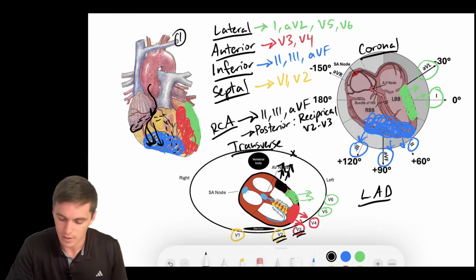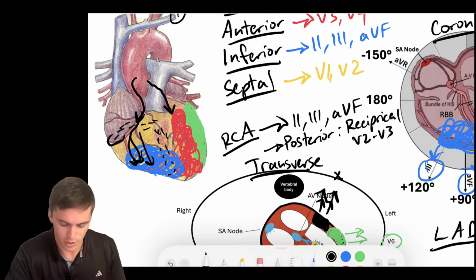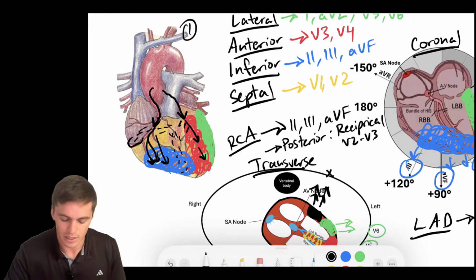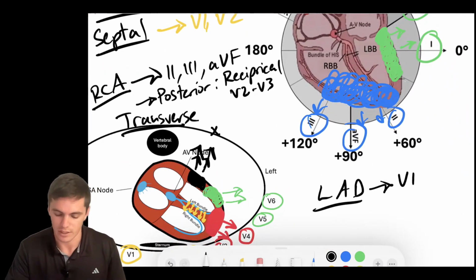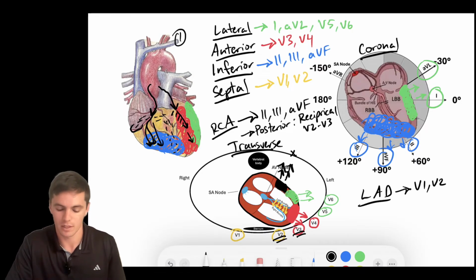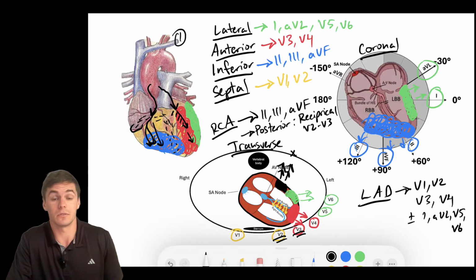Let's talk about left anterior descending, right? We said that the left anterior descending branches off the left coronary artery and heads down anteriorly and laterally, but also supplies the septum. So if it's proximal to the septal leads, we're going to see V1 and V2 for the septal representation. We're going to see anterior, which is going to be V3 and V4. And you might get some lateral involvement, right? 1, AVL, V5, and V6 if it's a big enough LAD occlusion, right?